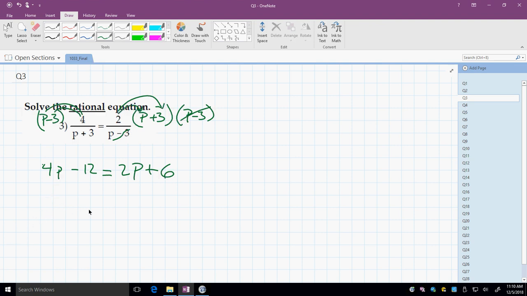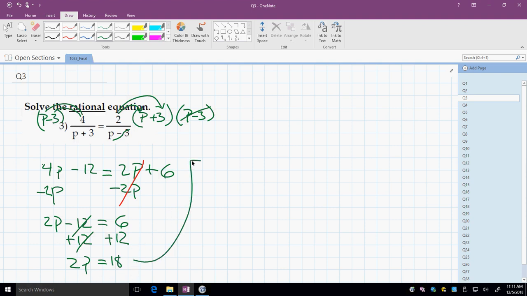Now we're solving for p. I'm going to subtract 2p on both sides of the equal sign. Here cancel. Now I have 2p minus 12 equals to 6. Now I'm going to add 12 on both sides of the equal sign. Cancel here. Now I have 2p equals to 18.